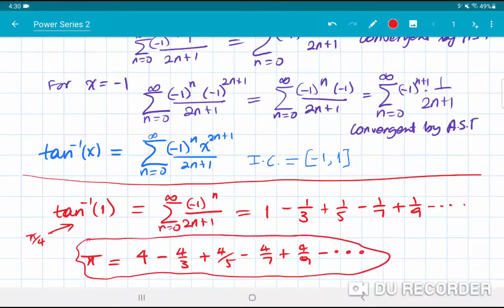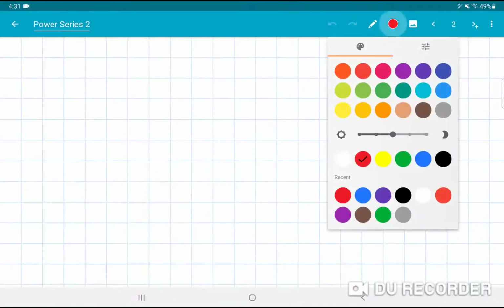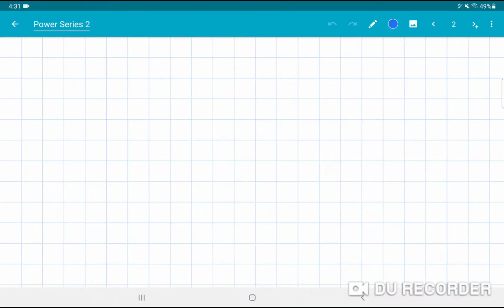So we know power series, we know a series that converges to pi. All right, let's do a couple more examples. Let me see if I can do the power series for f of x equals 1 over 1 plus x quantity squared.